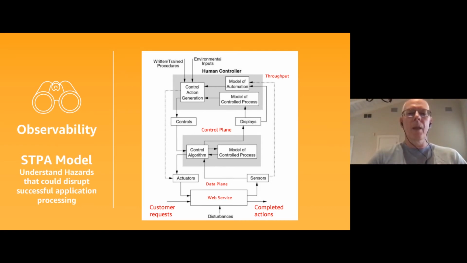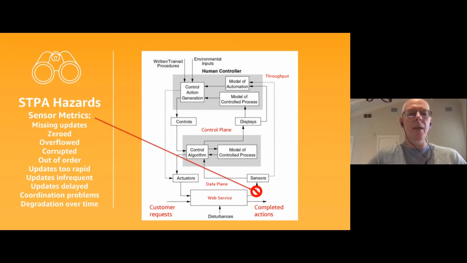Now, if we look instead at the kind of IT systems we build, I just relabeled this diagram. So we have the human controller who's watching the throughput of a system. Say the control plane is probably an autoscaler or something like that. And then there's a web service turning customer requests into completed action. So we sometimes call those the control plane and the data plane. What STPA does is it looks at the hazards that could disrupt this. So let's look through some of these hazards.